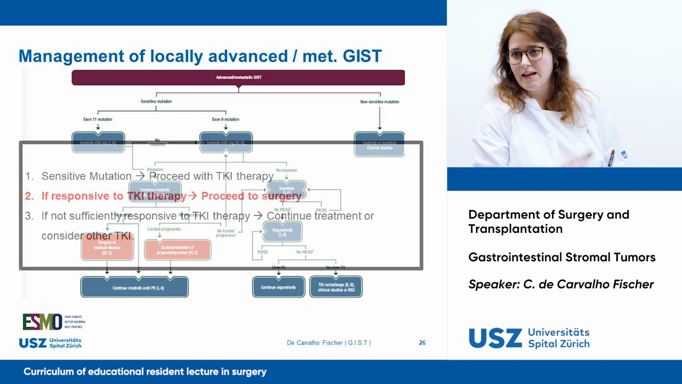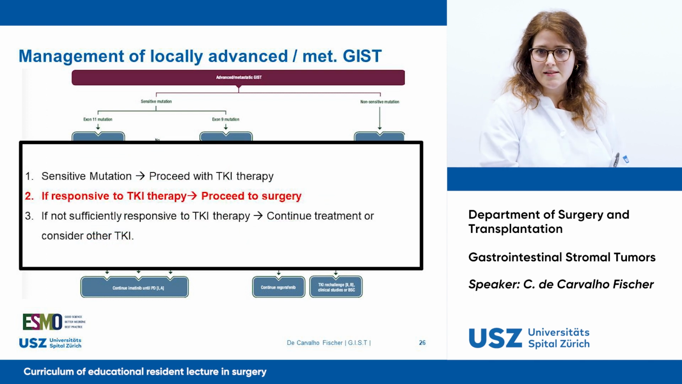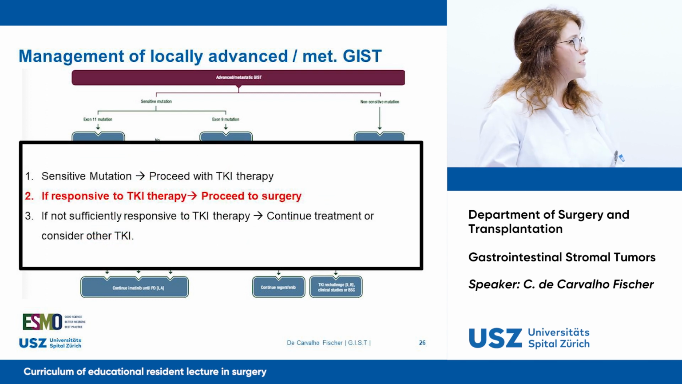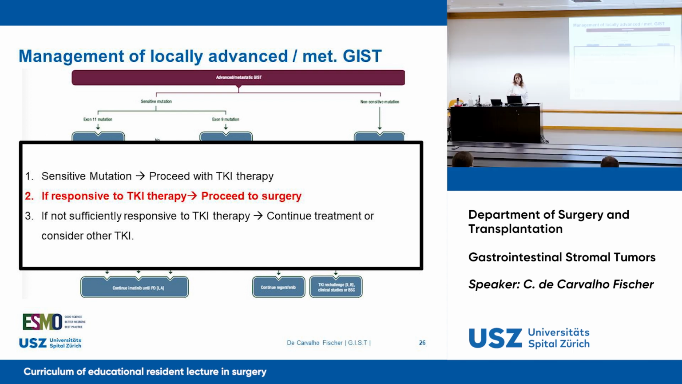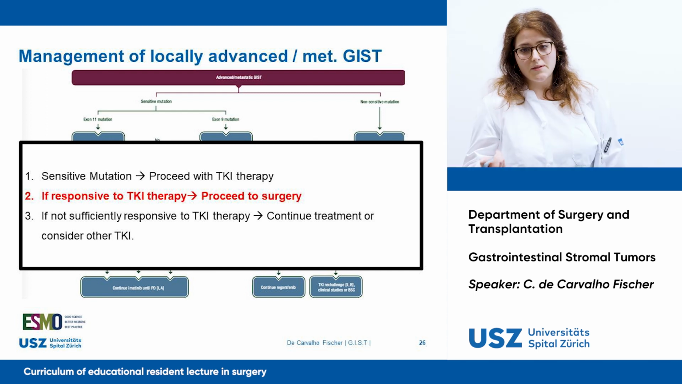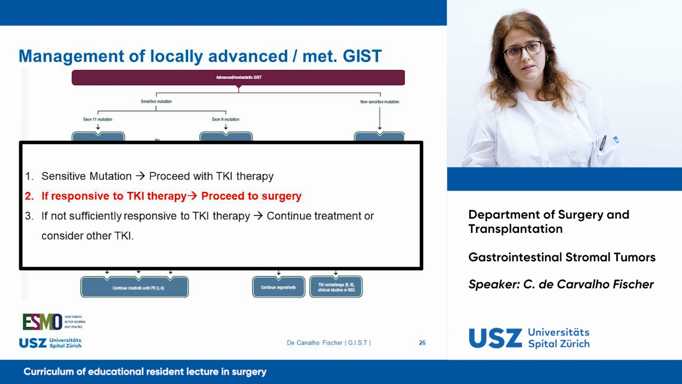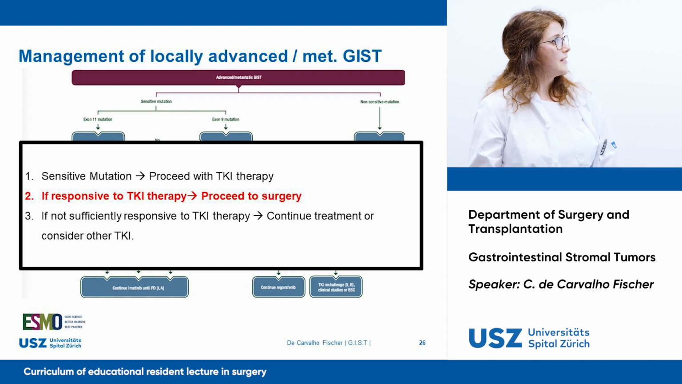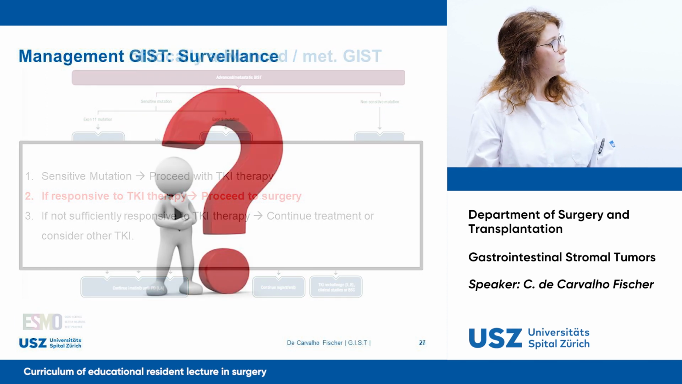It looks complicated, but it can be summarized as: if there's a sensitive mutation, give tyrosine kinase inhibitors. If the tumor is responsive and surgery becomes possible, proceed to surgery. If the tumor isn't responsive, continue treatment, possibly increase the dose, or switch to another tyrosine kinase inhibitor.